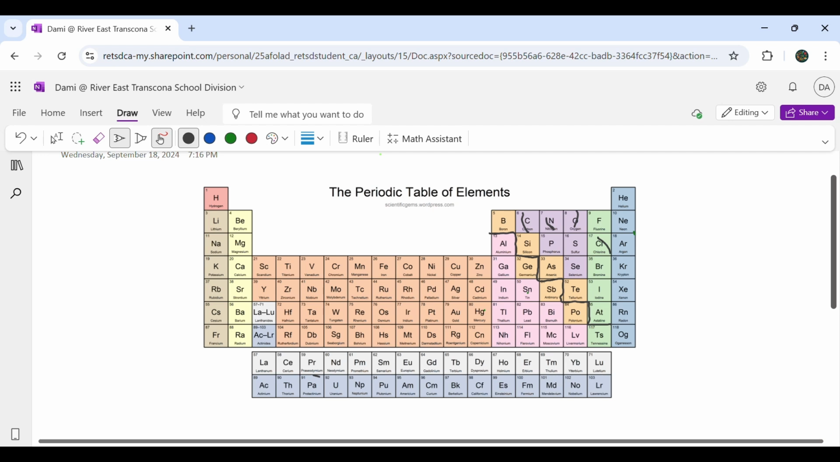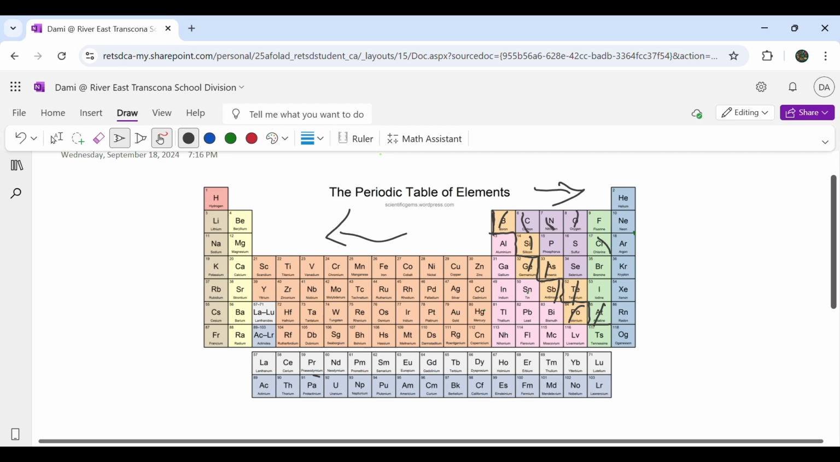Okay, so the staircase line and the metalloids. You're going to draw a bold staircase starting from boron all the way to astatine. This zigzag staircase helps us tell the difference between metals and non-metals. Left of the staircase, metals; right of the staircase, non-metals. Along the staircase, boron, silicon, arsenic, tellurium, polonium, antimony, and germanium are metalloids.